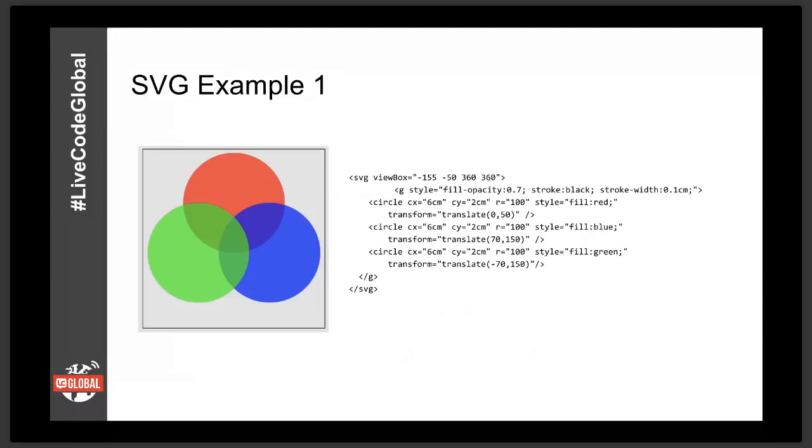So a style attribute is CSS styles, or you can also specify all the styles as normal XML attributes. In this case, it's saying that all the contents of the group should be rendered with a fill opacity of 0.7. They should be stroked with black and with a stroke width of 0.1 centimeters. So inside that, you can see there are some shape elements.